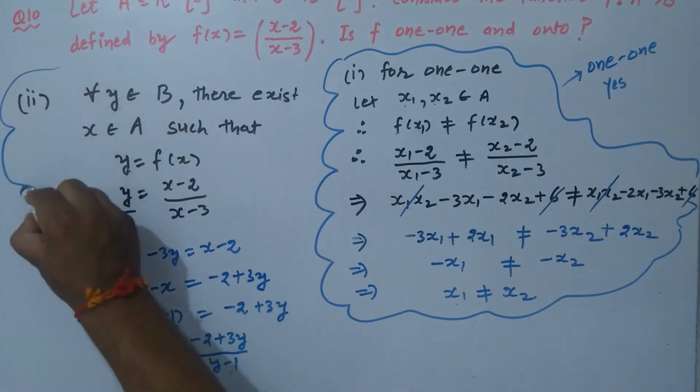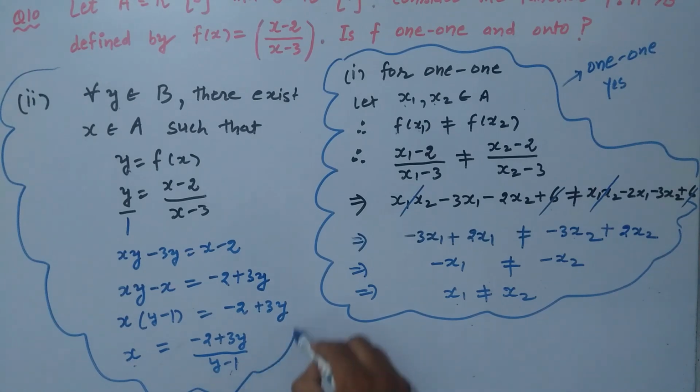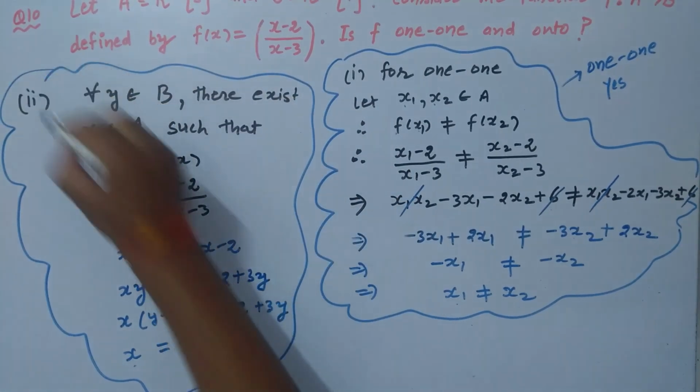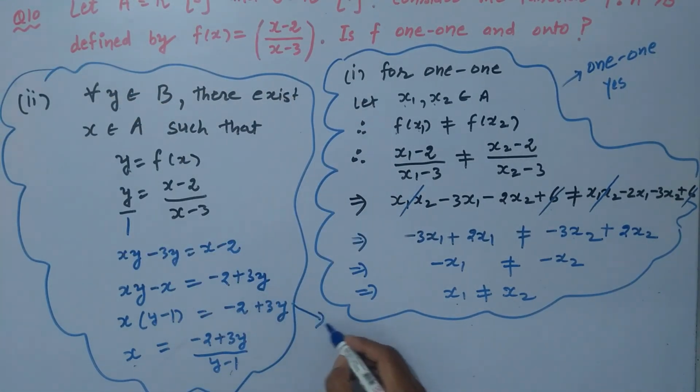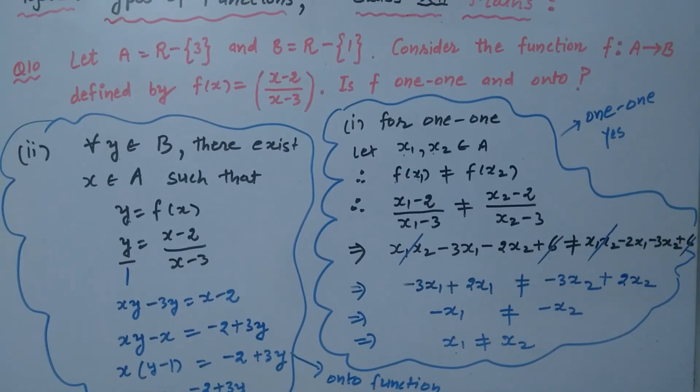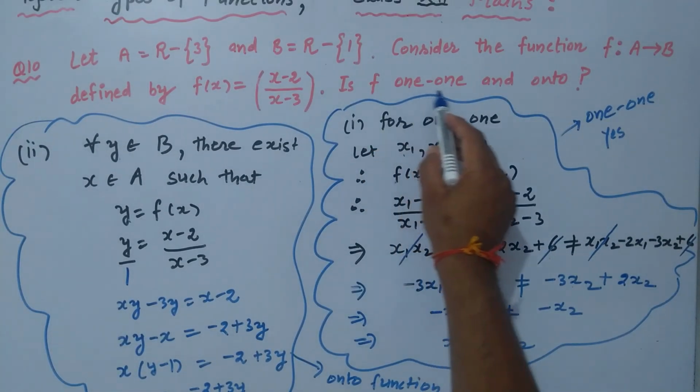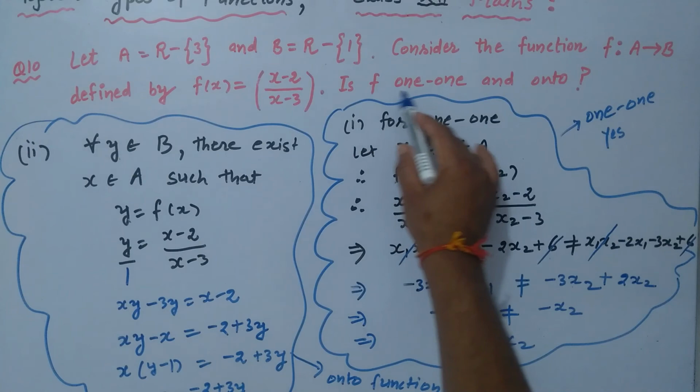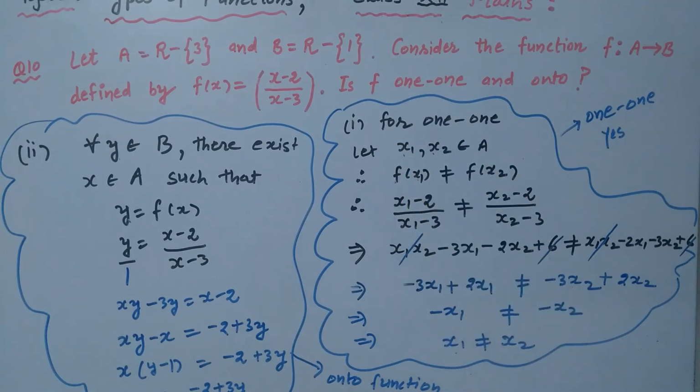So this way we can say the function is onto. Yes, the function is onto. Okay, so what was the question? Our question is, is f one-one and onto? Yes, f is a one-one and onto function.